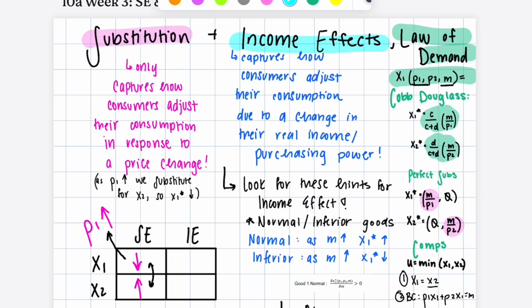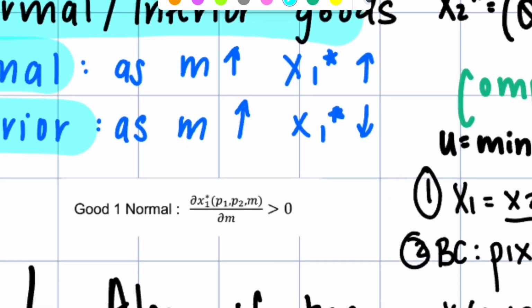So there are some hints in the question that will help us with income effect, and that includes normal or inferior goods. We already know what normal goods are. As our income rises, our demand for that good is going to rise. That's a normal thing to happen. Inferior is the opposite. As our income goes up, we actually want less of that good. Like fast food or ramen, the more money we have, the less we want these inferior goods.